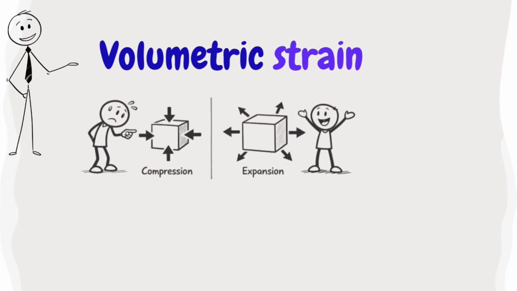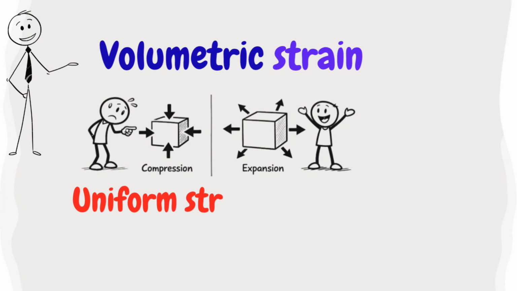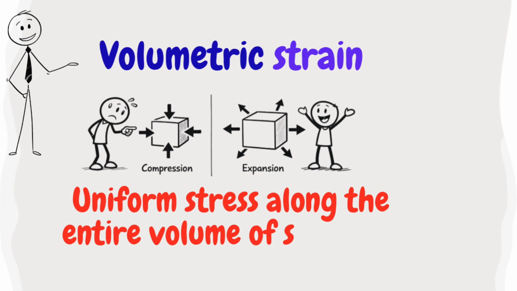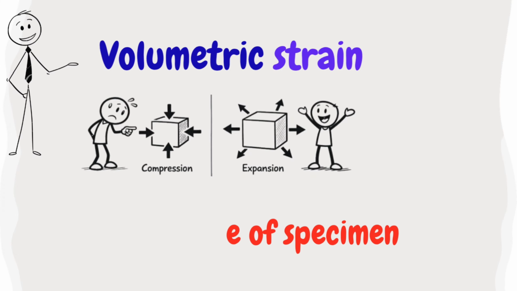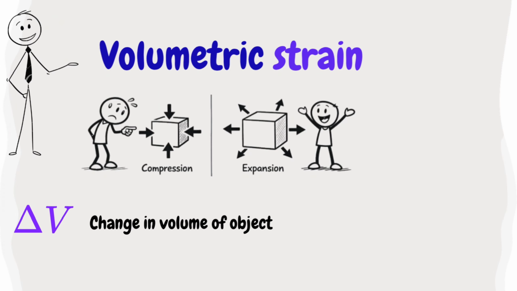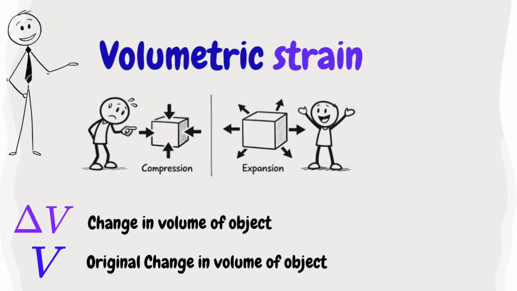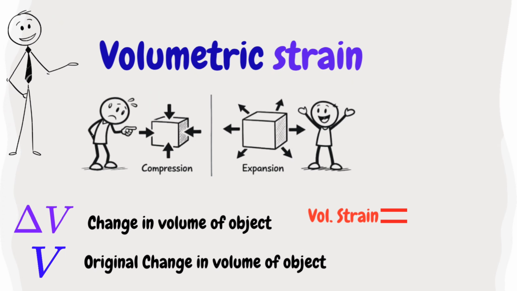Volumetric strain. When an object is subjected to a uniform stress intensity along the entire volume of the specimen, then the body is in volumetric strain. Let delta V be the change in volume of the object, V the original volume of the object. The volumetric strain is delta V by V.